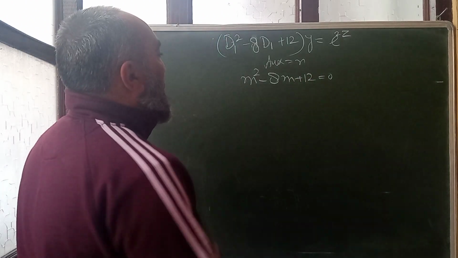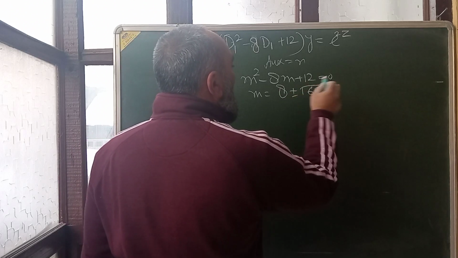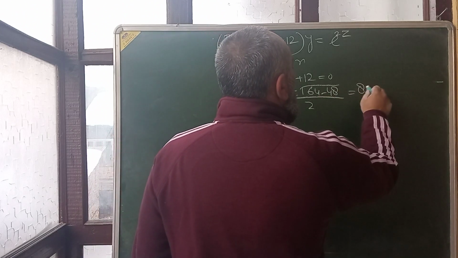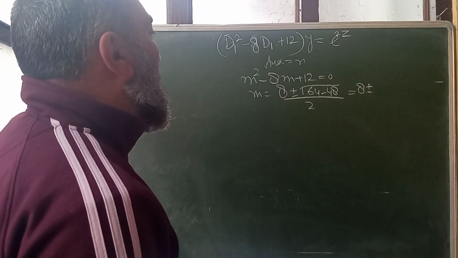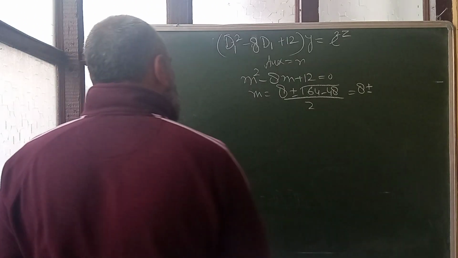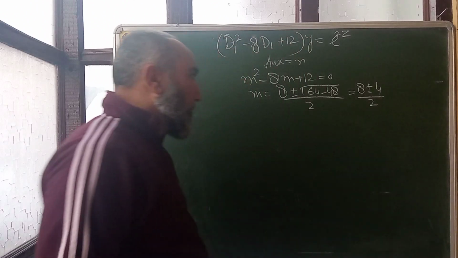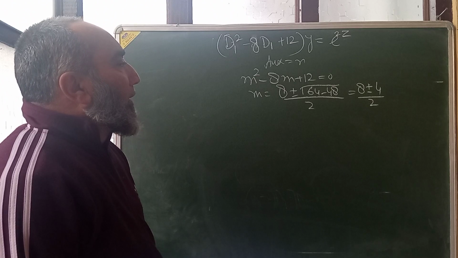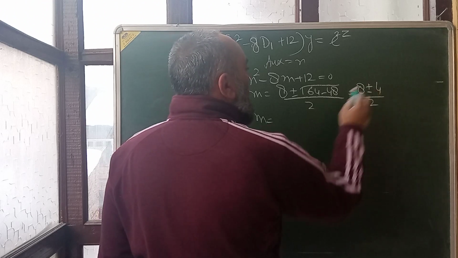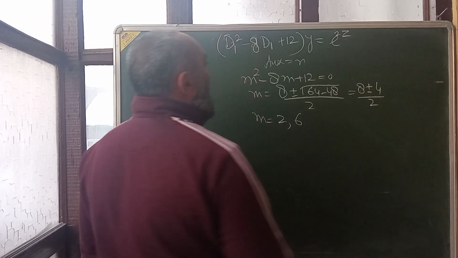What's m? Minus b plus minus square root of b square minus 4ac, that is 64 minus 48, by 2. So it is 8 plus minus 4 by 2. Now m is what? 8 minus 4 is 4 by 2, it is 2. And 8 plus 4 is 12 by 2, it is 6.